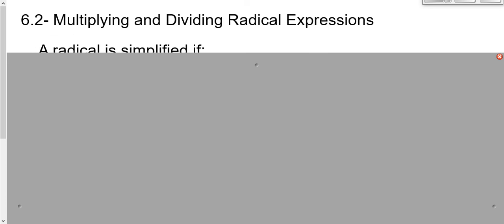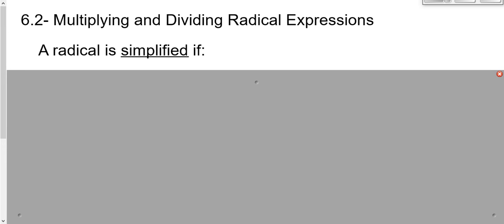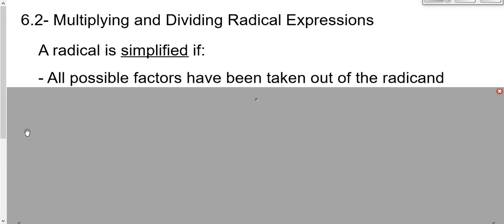So a radical is completely simplified if the following conditions are met. First and foremost, if all of the possible factors have been taken out of the radicand. Remember, the radicand is the number inside the root symbol. So if we've broken it up and taken out everything that's possible to remove from the radicand, then the inside is considered completely simplified.